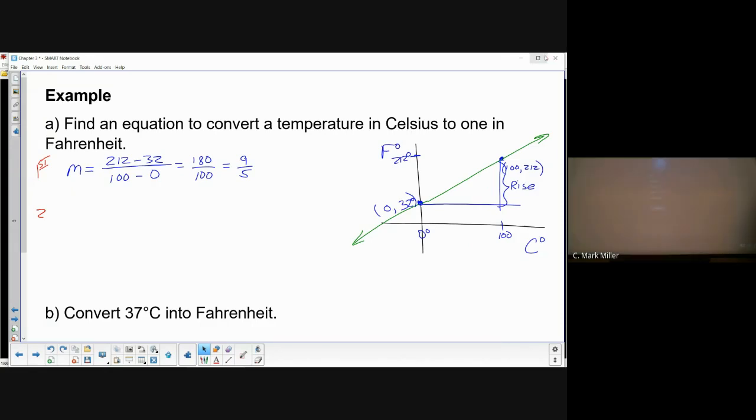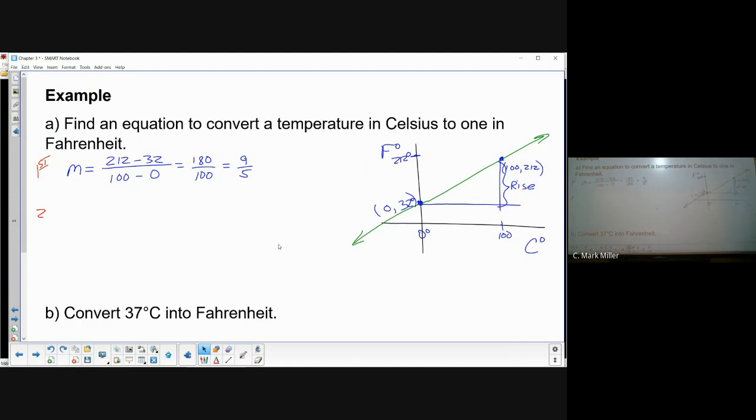Which ones do you need to know on that formula? So you have the point 100 and 212 on there. You have 212 and 32. Well, you need to know that 212 is boiling in Fahrenheit and 100 is boiling in Celsius. And so 0 is freezing in Celsius, and 32 is freezing in Fahrenheit.